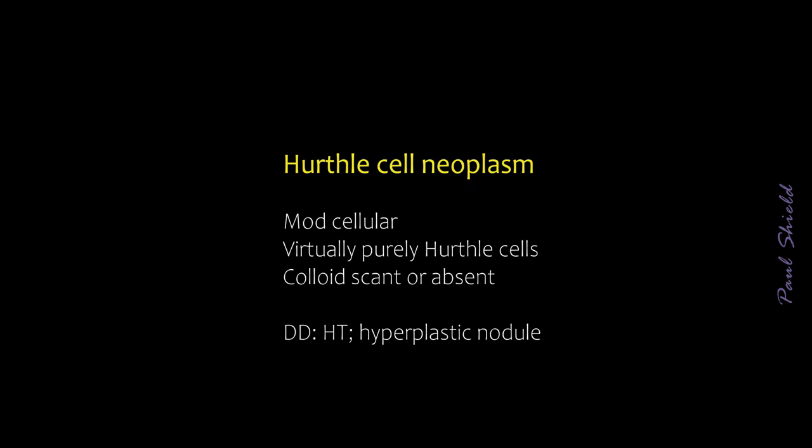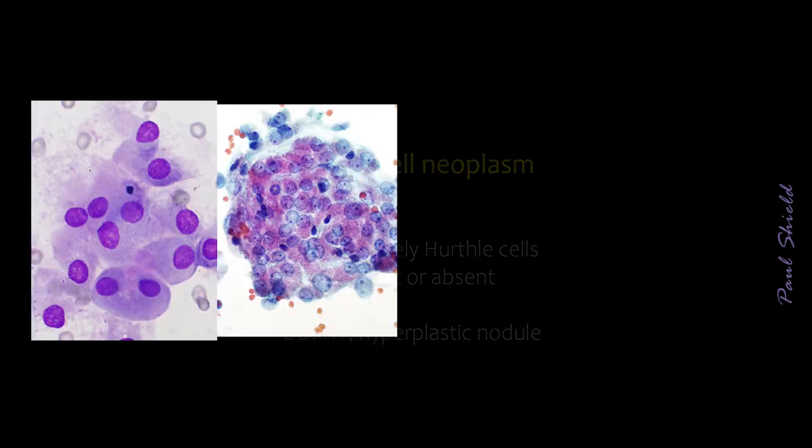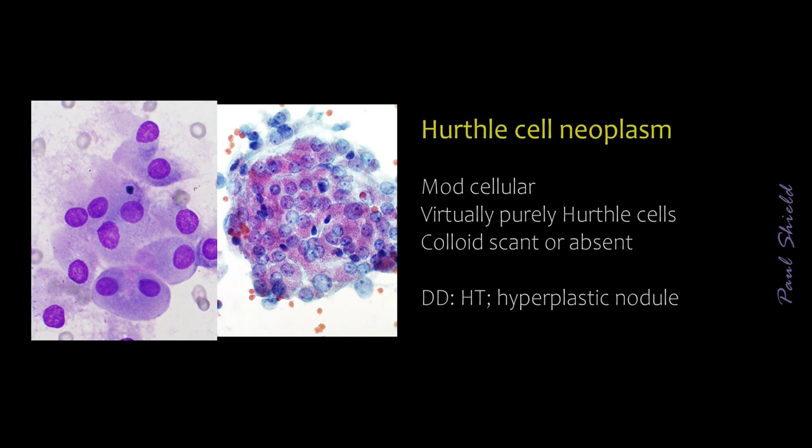So we see a population of Hurthle cells. They show typical oncocytic characteristics, and that includes a low N:C ratio, fairly abundant granular cytoplasm with red granules on a Pap stain that reflects the high mitochondria content of the cytoplasm. They show a round nucleus, quite a large one, often with fairly pale chromatin, and a prominent nucleolus.